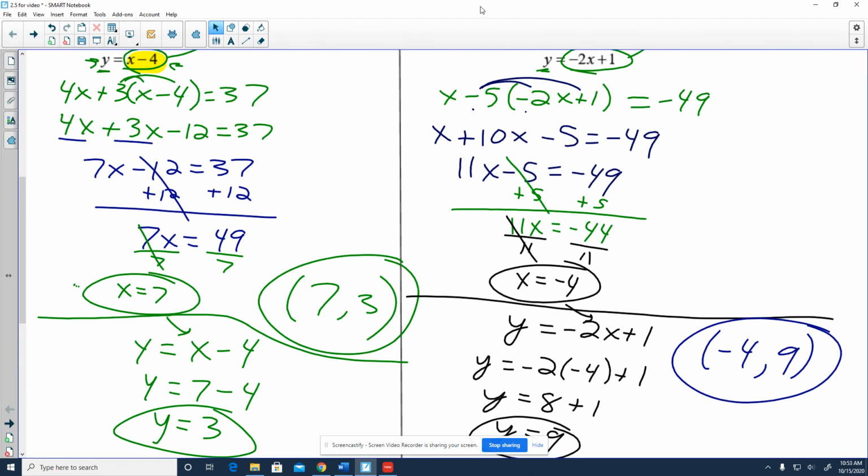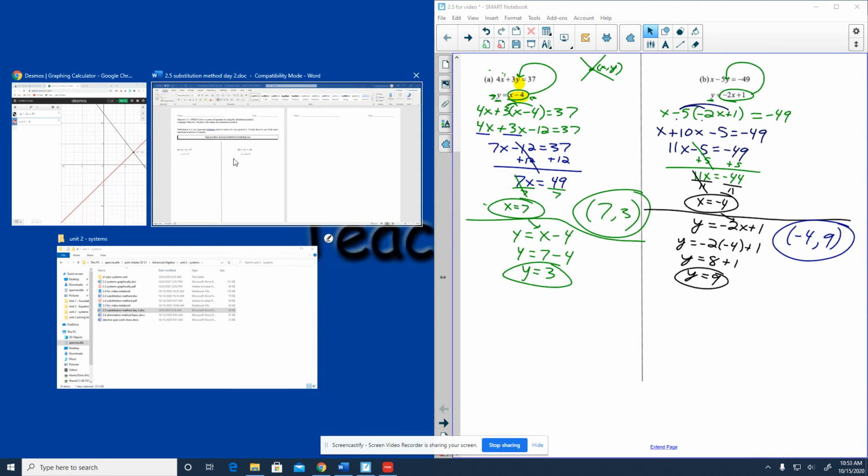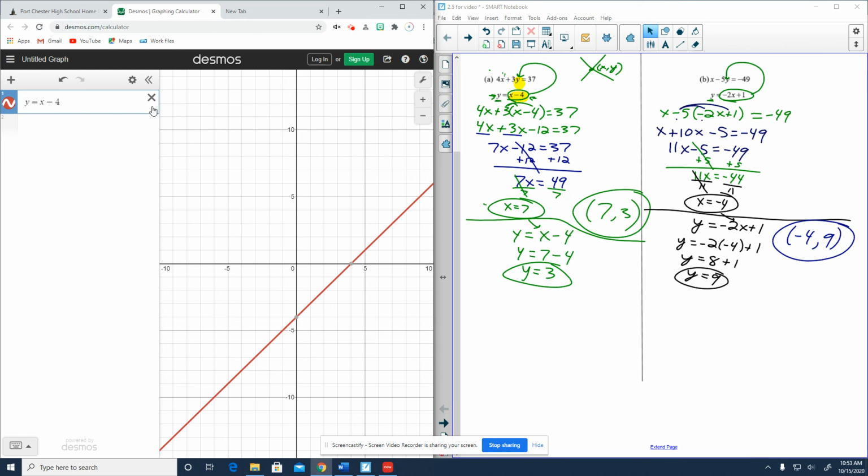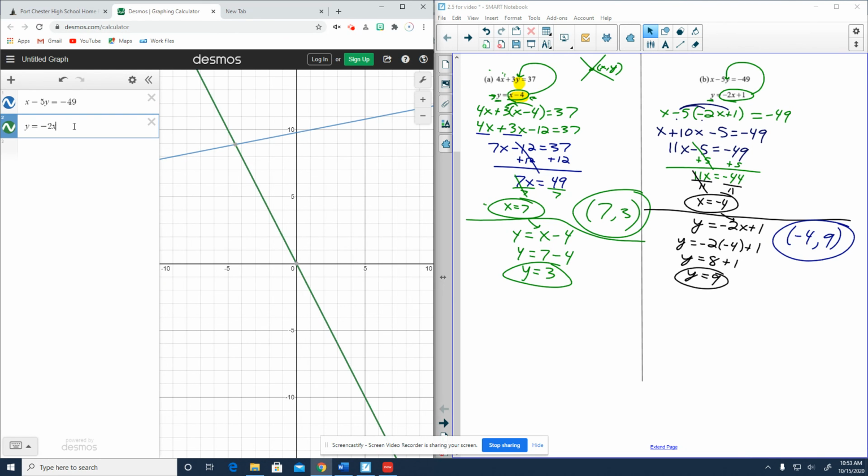All right? So let's check on our Desmos. So I'm going to graph on cell 1, x minus 5y equals negative 49. And then in my second one, I'm going to graph my other line, y equals negative 2x plus 1. And then if I hover over, I see that my graph is intersecting at negative 4, comma 9. So I know that my answer is correct.